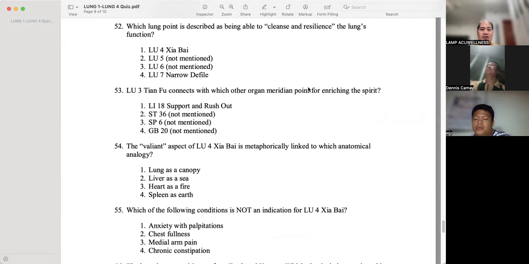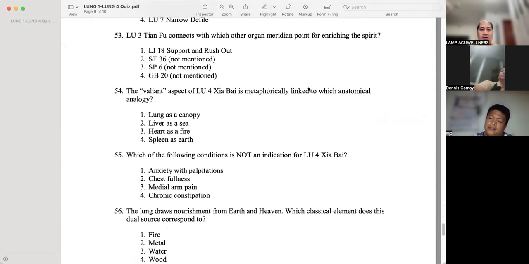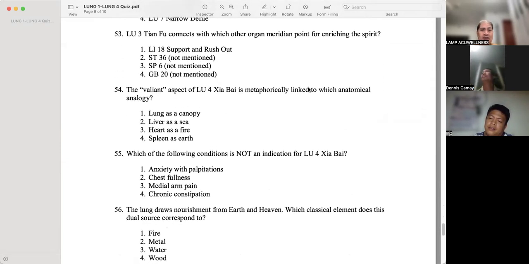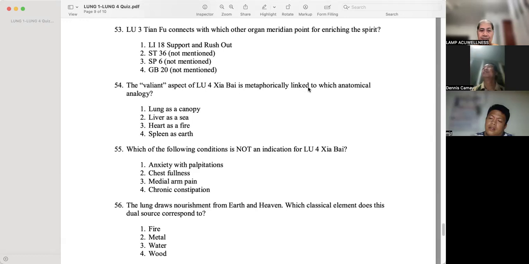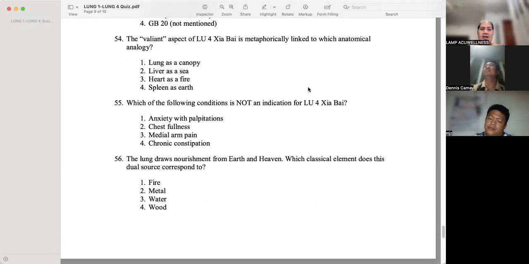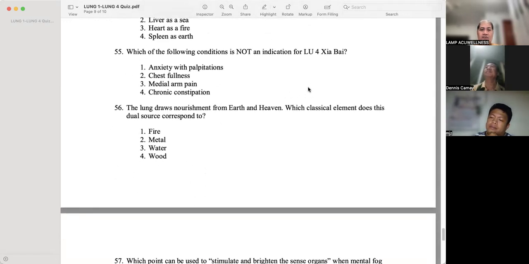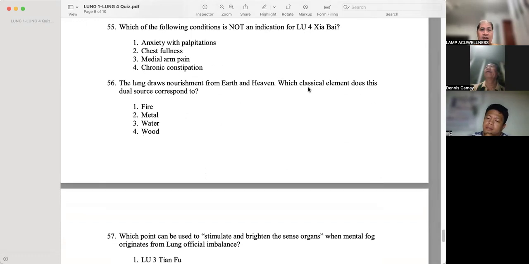Which lung point is described as being able to cleanse and restore the lung's function? Lung 4 Shabai. Lung 3 connects with which other organ meridian point for enriching the spirit? Lung LI support and rush out. The valiant aspect of lung 4 is metaphorically linked to which anatomical analogy? Lung mass canopy.